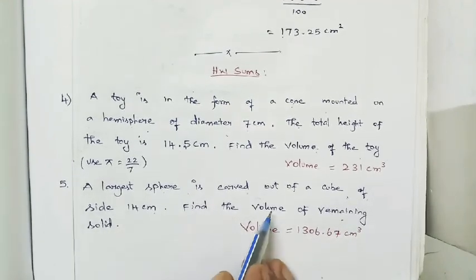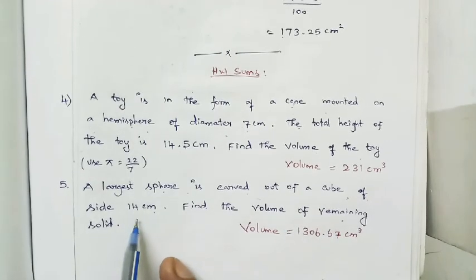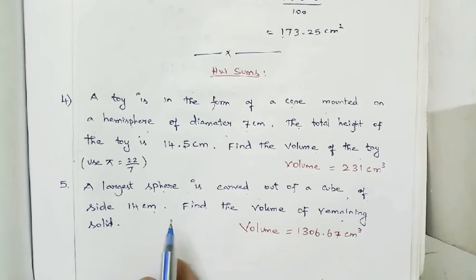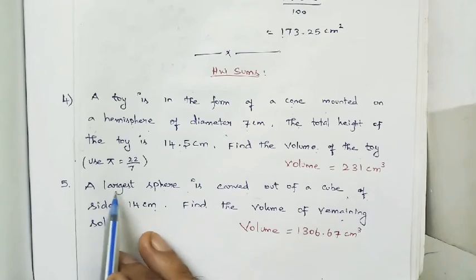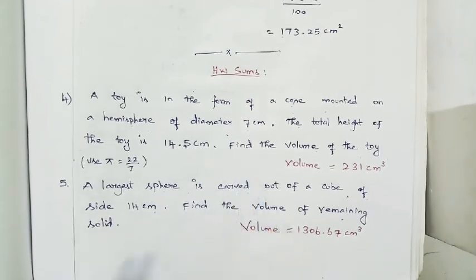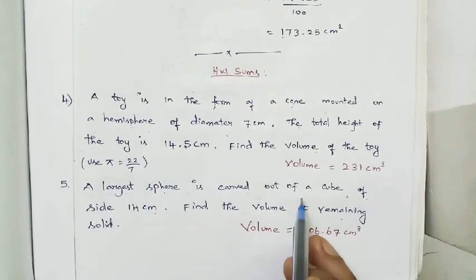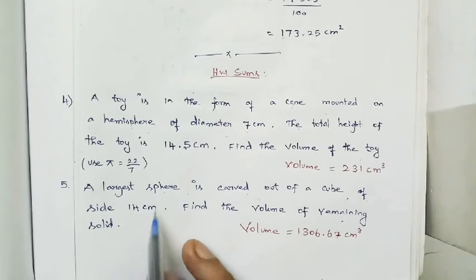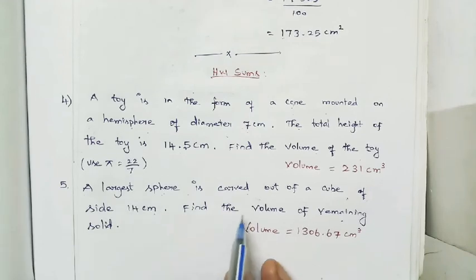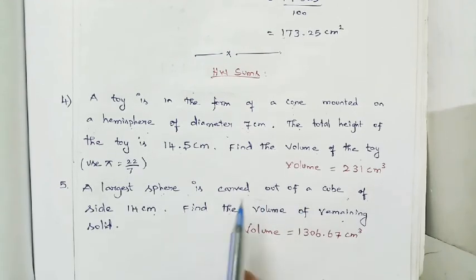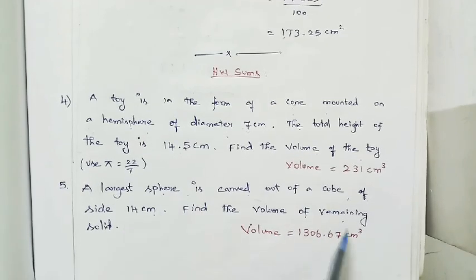For finding the volume of the cube, we need the side alone. The side is 14 centimeter, so 14 cube gives the volume of the cube. For finding the volume of the sphere, we need the radius. We have already discussed that the diameter of the sphere is equal to the side of the cube, both are the same, so from that we can find the radius. Volume of remaining solid means we subtract volume of sphere from volume of cube. Then we'll get the solution.